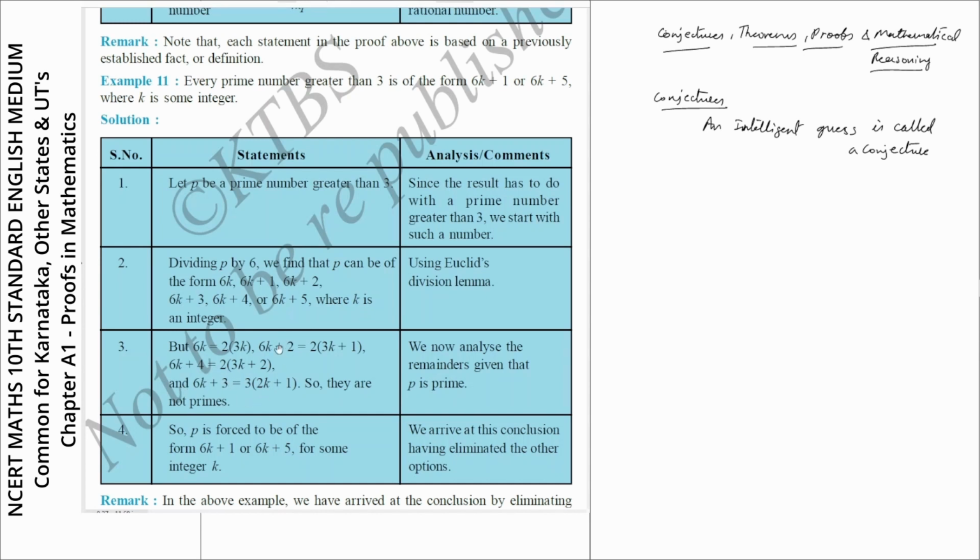Therefore what is left? Only 6k plus 1 and 6k plus 5 are left. Therefore 6k plus 1 and 6k plus 5 are the prime numbers. Therefore every prime number greater than 3 is of the form 6k plus 1 or 6k plus 5 for some integer k. So there are some remarks in this problem.